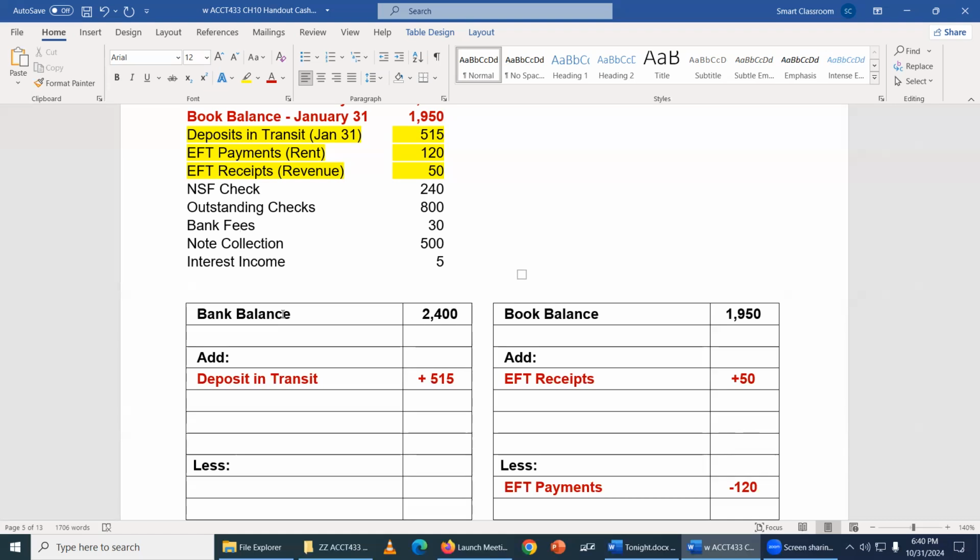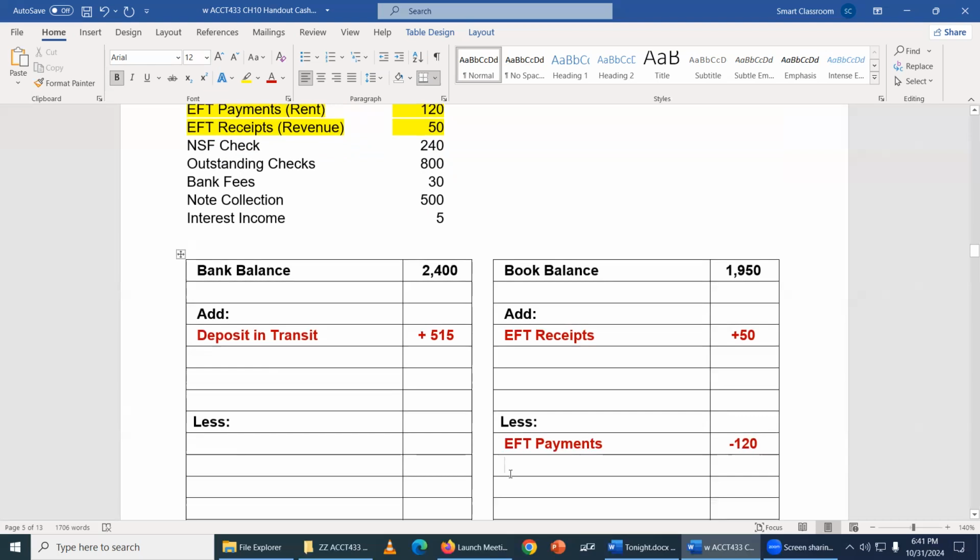NSF, not sufficient funds, and is not in our bank account. Yep, book side. So we'll have an NSF check. We have to take it out of our cash. We recorded it in our cash, but it actually isn't there. We're not going to forget about it. We're probably going to try to collect it, but it does have to come out of our cash.